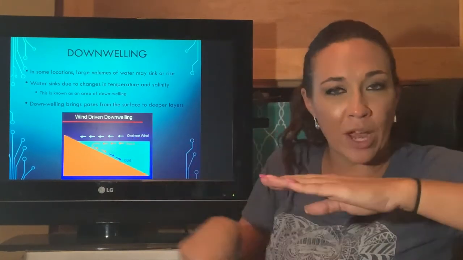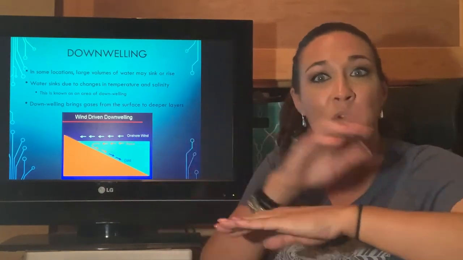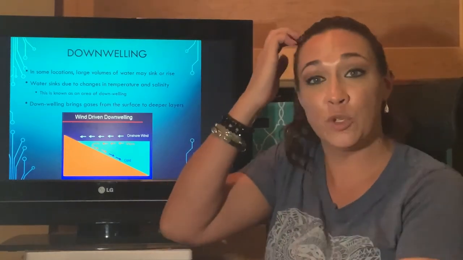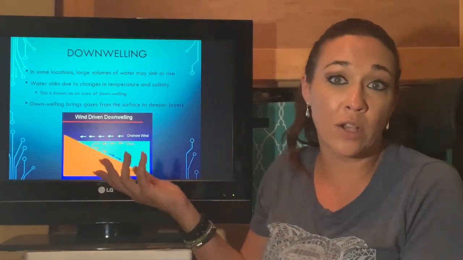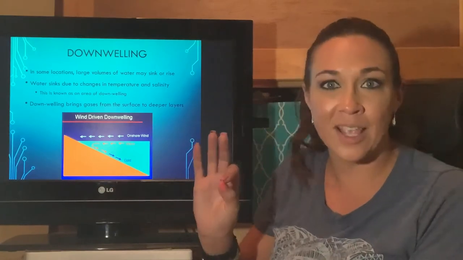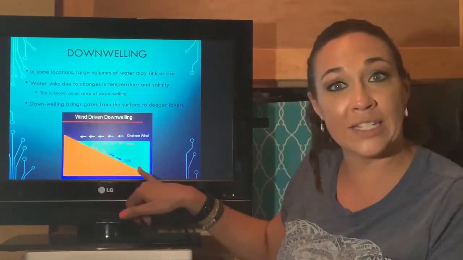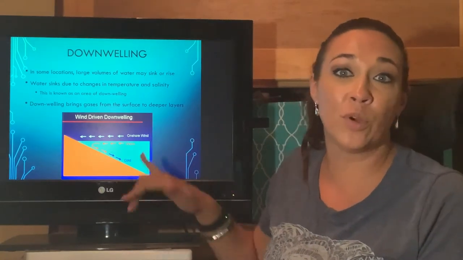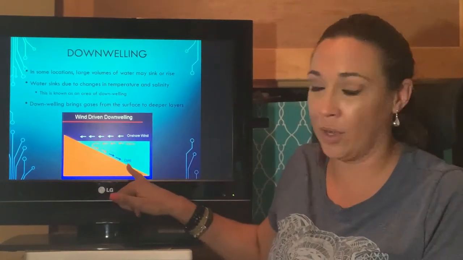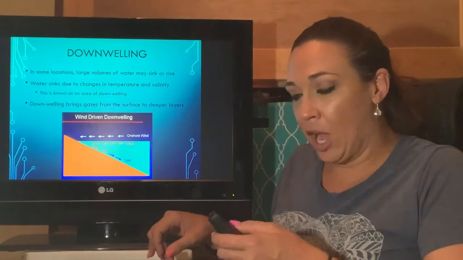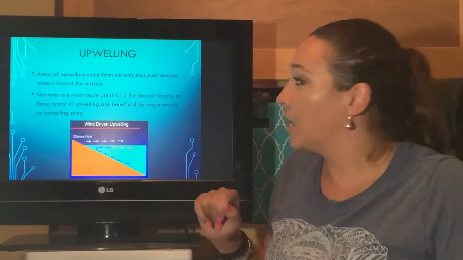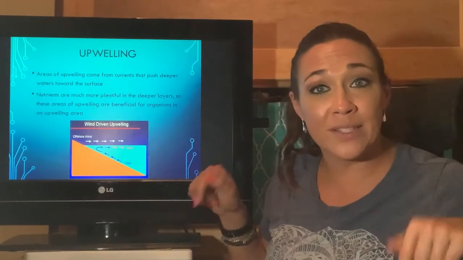With downwelling, we actually force that warm water down into the colder level, which brings, again, those really important gases, like oxygen, nitrogen, all sorts of gases like that. It's going to actually bring that down. So downwelling, really important to bring gases down to the bottom. The opposite of that is going to be upwelling, and upwelling brings things up.